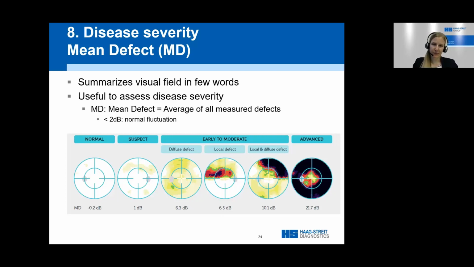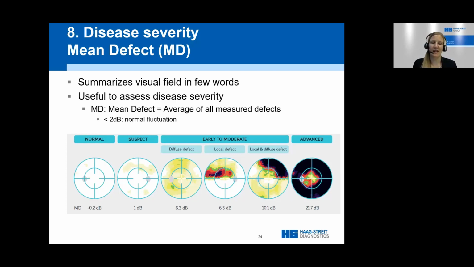And then once you know, okay, there's a disease and that's the shape, when you think about interventions, of course, the severity of the disease helps stage it and know where it is. So that's the benefit of the mean defect, the mean deviation in Humphrey world. That's just an average of all the defect points. Note that in the Octopus world, the mean defect is a positive number. In the Humphrey world, it's a negative number because it's based on how you calculate a defect.